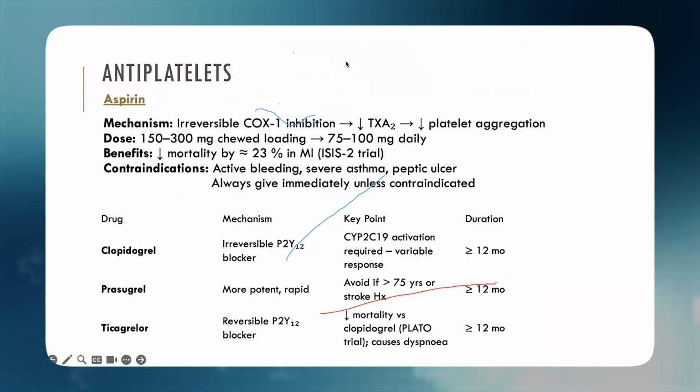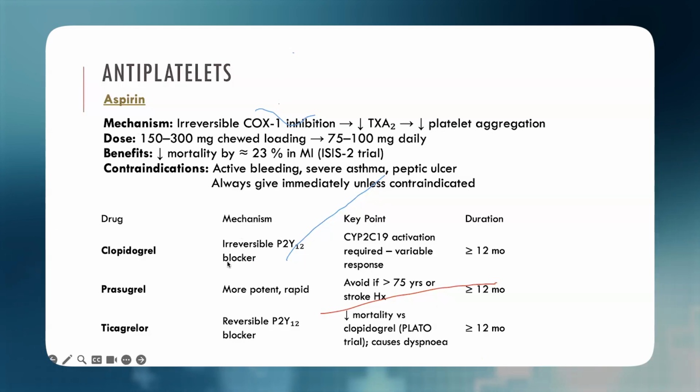Antiplatelets: aspirin is an irreversible COX-1 inhibitor, decreases thromboxane generation and hence decreases platelet aggregation. Dose is 150 to 300 milligram chewed loading. For all practical purposes, we give 300 milligram to chew as soon as the patient is detected to have a myocardial infarction. Decreases mortality by 23%. Contraindications are active bleeding, severe asthma, and peptic ulcer. Always give immediately.